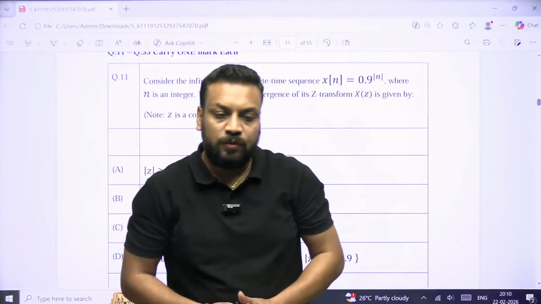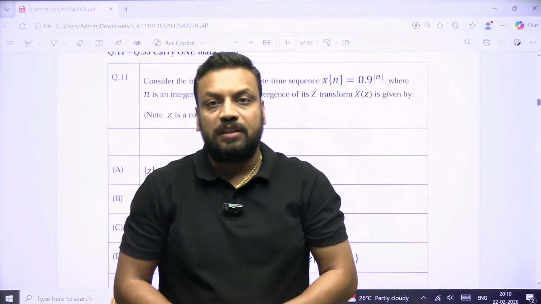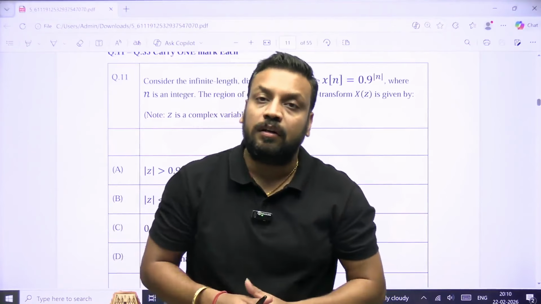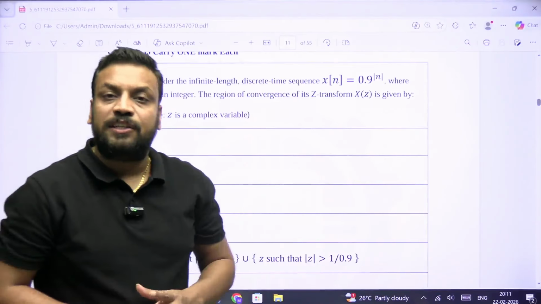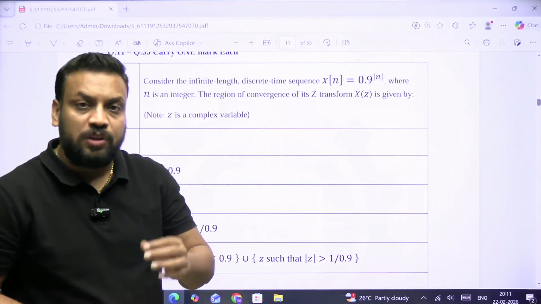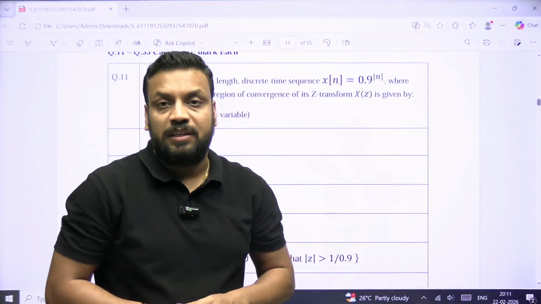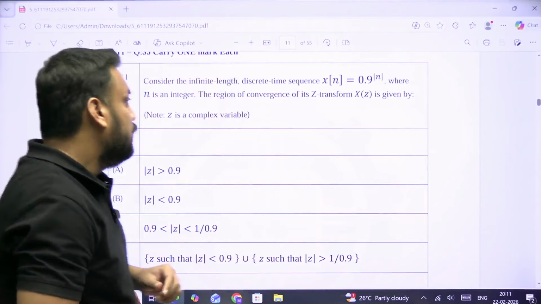So, hello everyone. Let's solve the signals and systems questions that were asked in the EE branch GATE 2026. GATE 26 में जो signals and systems के questions पूछे गए from signals and systems subject for EE branch. तो आइए बात कर लेते हैं.